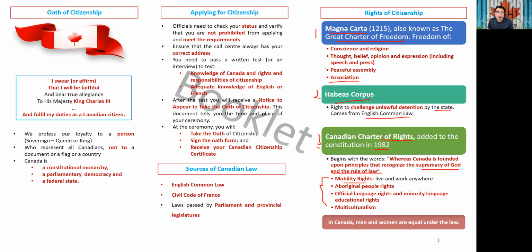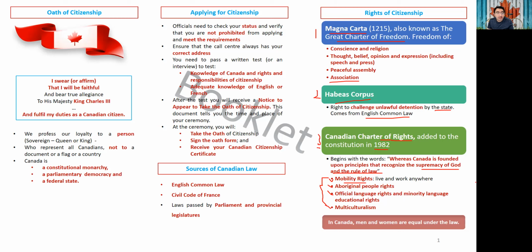Okay, again, just to summarize, we have 3 sources. Magna Carta provides 4 basic rights: conscience and religion, thoughts and beliefs, peaceful assembly and association. We have 1 right coming from the English common law. It's called habeas corpus, the challenge of unlawful detention. And we have 4 added rights for the Canadian environment, which are mobility rights, Aboriginal people rights, official language and minority language rights, and multiculturalism, which are specific to Canada.